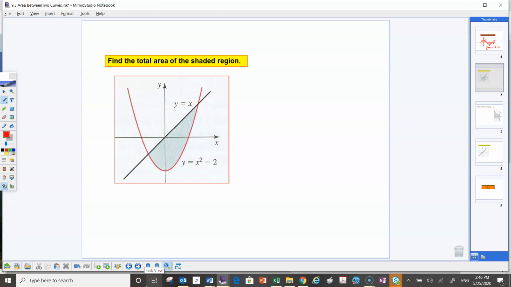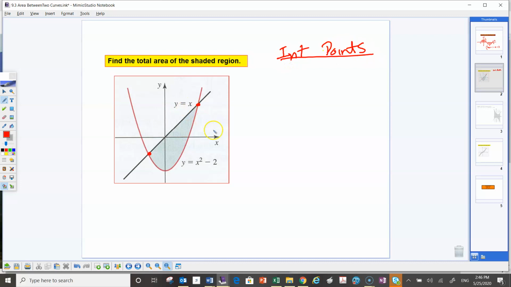Okay, so if we take a look at this example, we have a linear function y equals x, and we have a parabola y equals x squared minus 2, and we are looking for the area of that shaded region. Well, the first thing I need to do is find my limits for my integrand, and my limits of my integrand are my intersection points. So the first thing I have to do is find the intersection points.